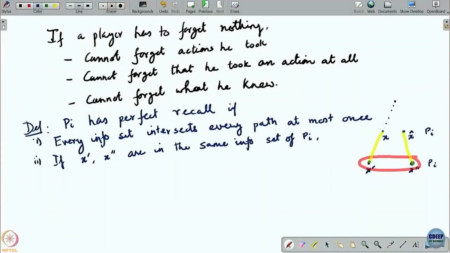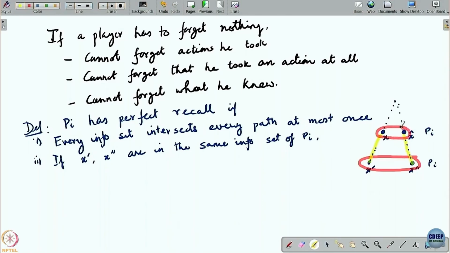Imagine the history of the game has passed through this node and then reached this, and then this through this node it's reached here, right. So now the situation in the red information set is that the player is not able to distinguish between these two histories. But if these two, x and x hat, were in different information sets, then at that time of play he was able to, but today he is not, right. In the red information set he is not able, which means that necessarily it has to be the case that these two are also in the same information set.